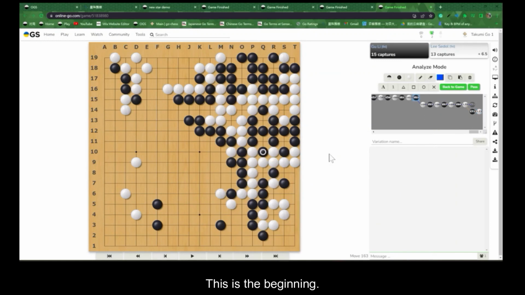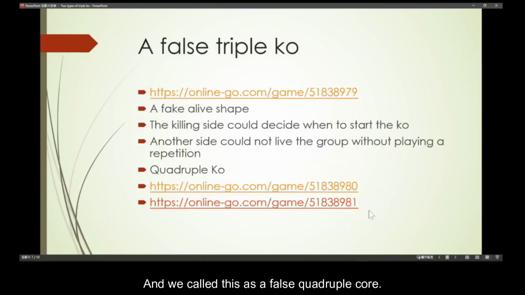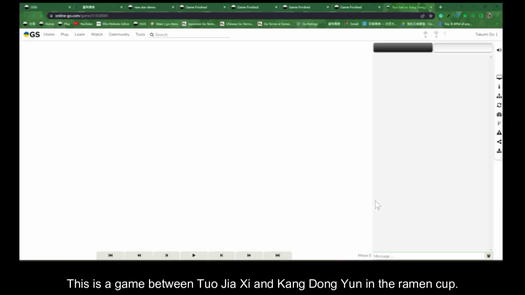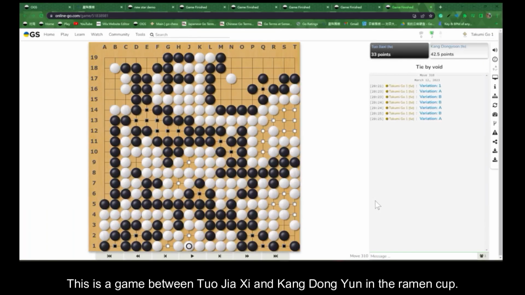Let's see. This is the beginning. Now white starts to play the core. This capture repeated the game. After 8 moves, black repeated the game. And we call this a false quadruple core. There is a more recent game. This is a game between Tojiasi and Kan Dong-yun in the non-sim Ramen Cup.